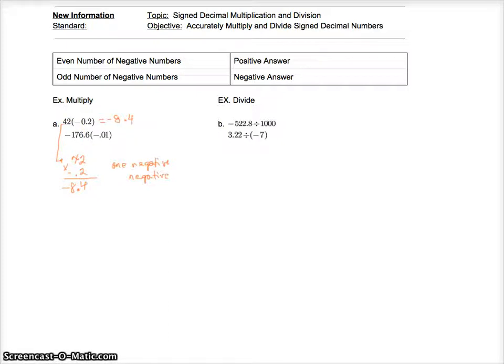If we go to the other problem, I have negative 176.6 times negative 0.01. Oh, excuse me, that was poor. Negative 0.01. Now, if you recognize it, I simply have a power of 0.1, so I can just move my decimal left.